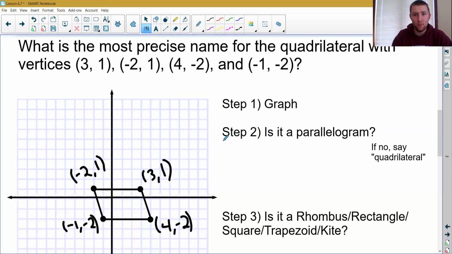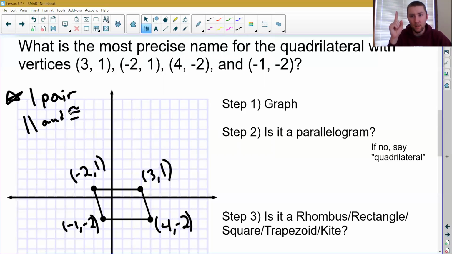I think the best way to do it in this case is either to use that special theorem that we had, which I'll put over here, which said one pair of sides that are parallel and congruent to each other. So if I have one pair of opposite sides, top and bottom or left and right or whatever, that are parallel to each other and the same length, then I can say yes to this question over here, is it a parallelogram?